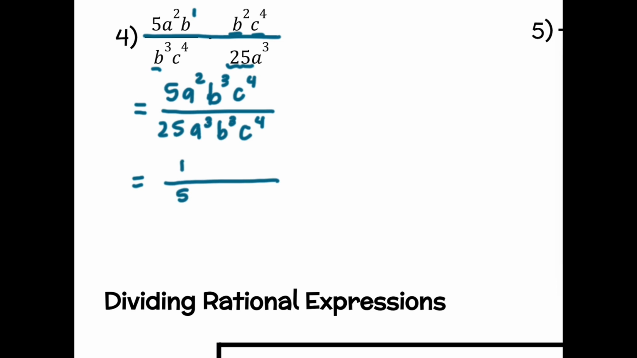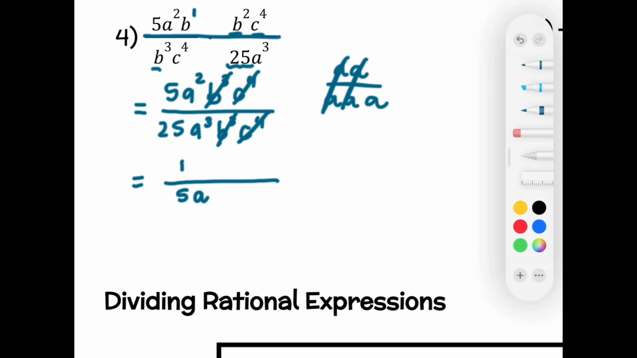Then we have 2 a's up top and 3 on the bottom, so we would have 1 left on the bottom. Remember, we subtract our exponents, or if you want to think about it, you have 2 a's up top and 3 on the bottom, cross off the duplicates, and then you just have 1 left on the bottom. We have b cubed up top and on the bottom, so those cancel each other out, and same thing with the c to the 4th. So that would end up being our final answer. I'm just going to shorten this a little bit: 1 over 5a.